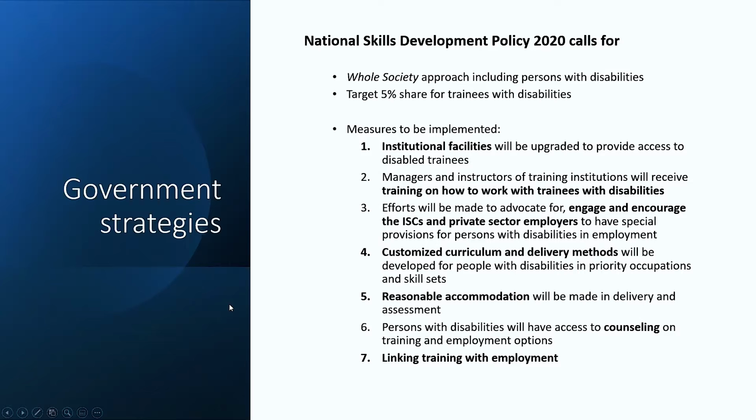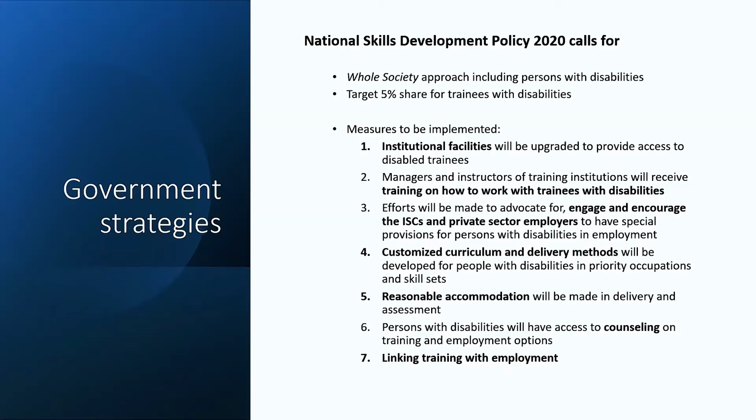And this National Skills Development Policy proposes a number of ambitious and important measures and reform actions for enhancing inclusiveness, including the upgradation of institutional facilities and training up managers and teachers on how to work with trainees with disabilities. One critically important action is to work with private sectors and employers to raise awareness about the skilling of people with disabilities and their employment and work and productivity potentials. The policy also calls for customization in curriculum and delivery methods that take account of the needs of trainees with disabilities.